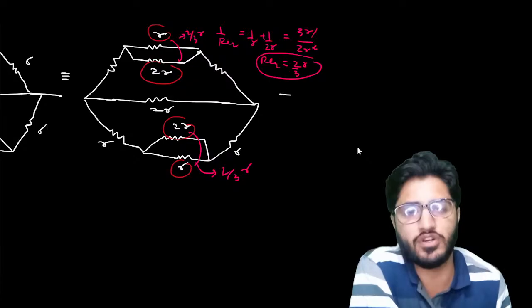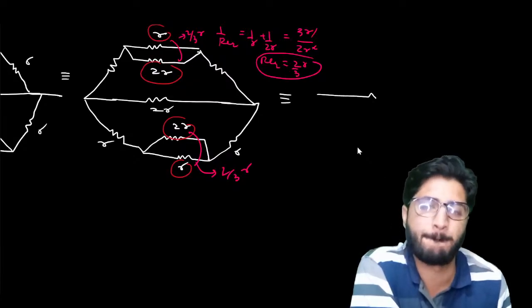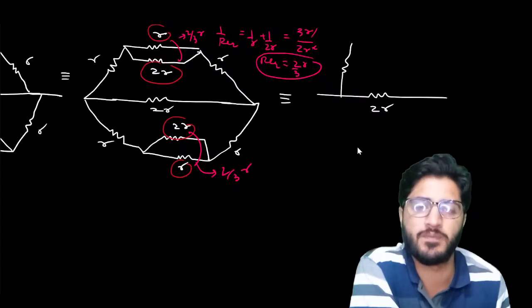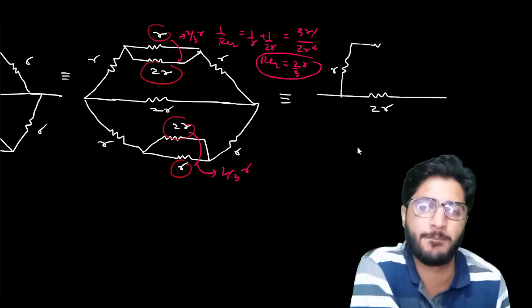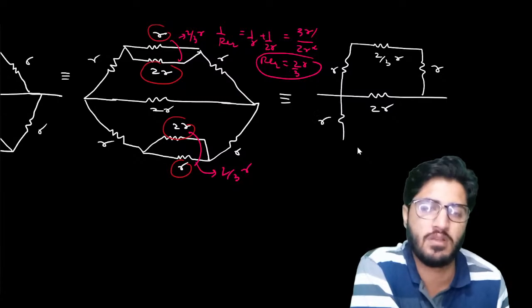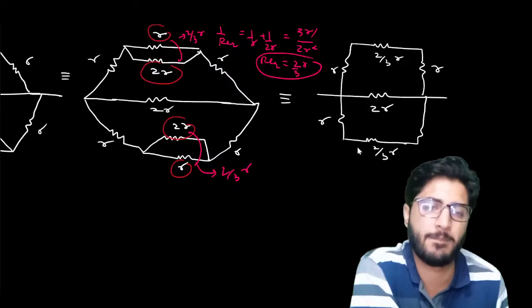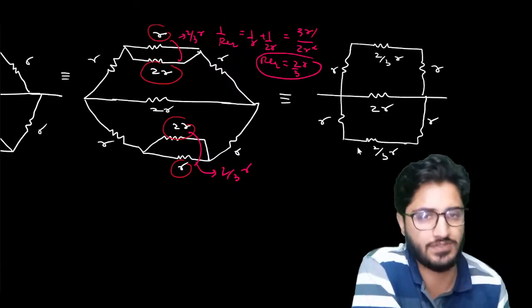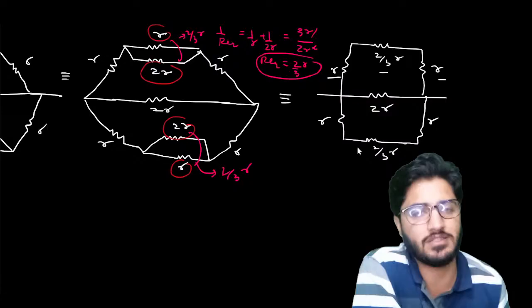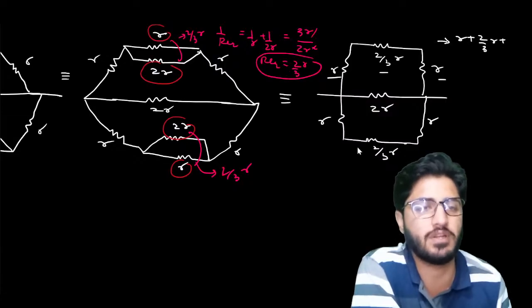So once again, we need to redraw the structure. This one is 2R. This one is R, no? R, R, 2 by 3R. Same, R, 2 by 3R, R. You can see 1, 2, 3. These three are in series. So I can write R plus 2 by 3R plus R.